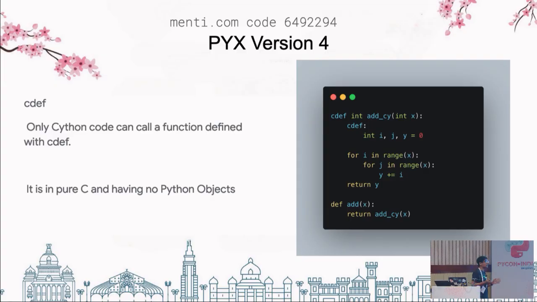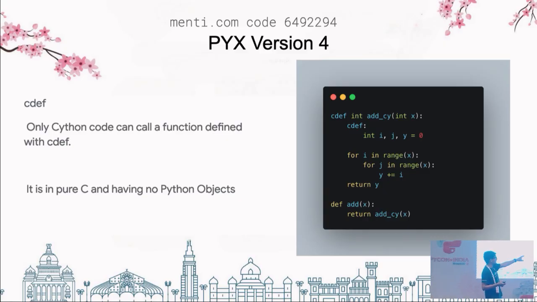And then there is something called cdef. Cdef can only be called in C, so Python cannot call it. So what we usually do is we try to wrap it inside Python, and you can see add, and inside add, it's add_cy. Again, this is Cython code, and you cannot call that add_cy directly because it's Cython code, so we'll call add directly in Python, and we'll see how we are doing it.